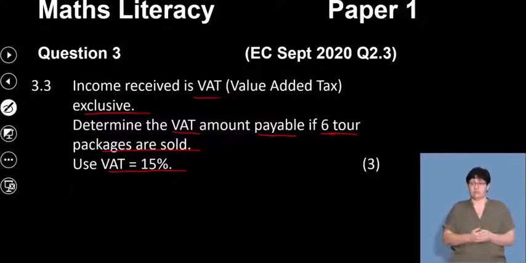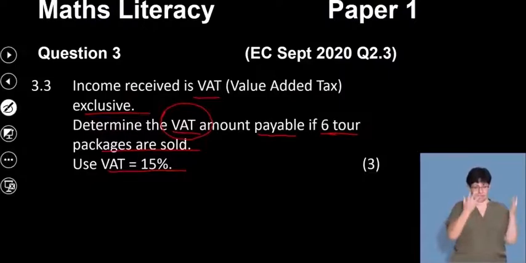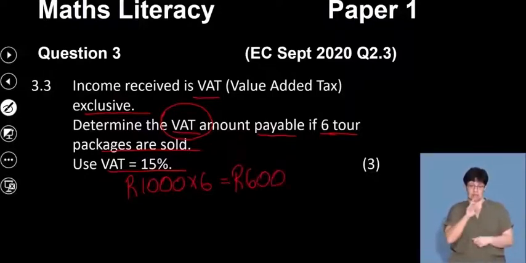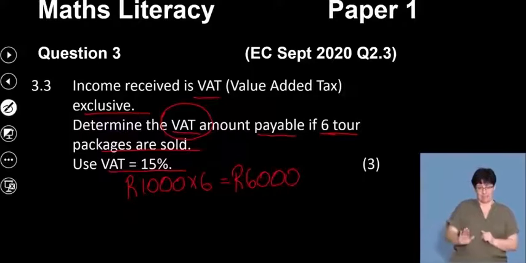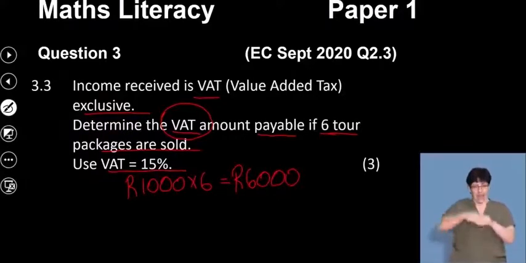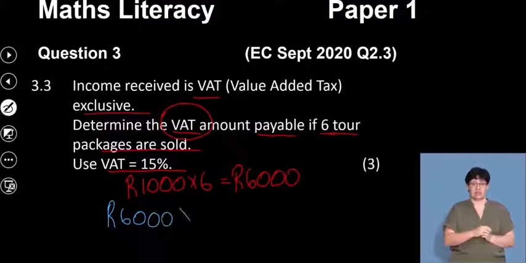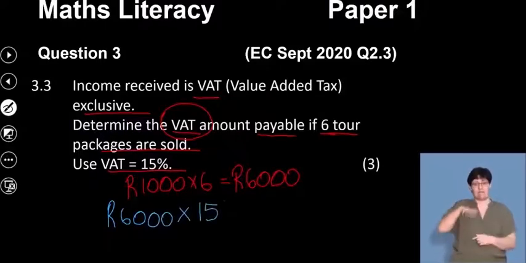Here they are giving us the income and asking us to determine the VAT amount. So we're first going to work out our income for 6 tours. That was 1,000 Rand times 6, which gives me the 6,000 Rand income. And remember, that was excluding VAT. So now I want to know what it is including. So I'm going to take my 6,000 Rand and times that by 15%.